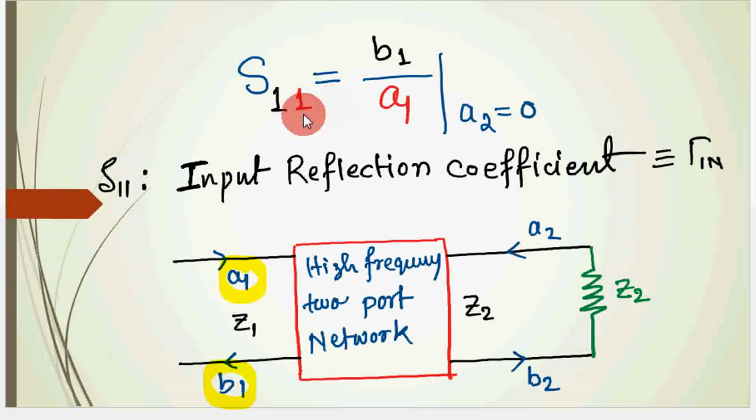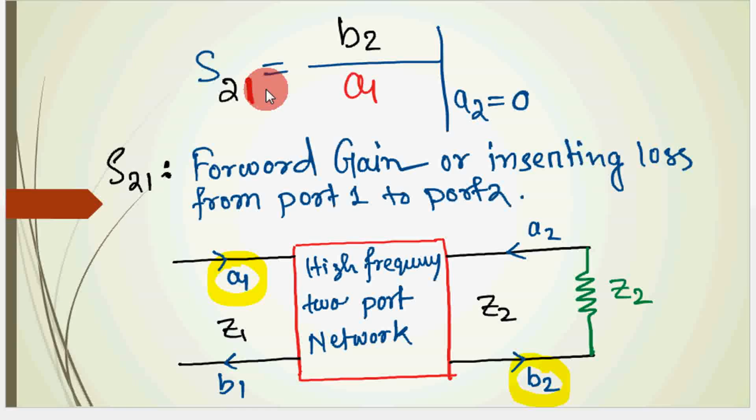Now S11 means the input reflection coefficient, that is gamma in. It is the ratio of the RMS value of the reflected voltage to the RMS value of the incident voltage, with the condition A2 is 0, meaning you have to terminate by Z2 over here. Now S21 is the forward gain or the insertion loss from port 1 to port 2. So B2 by A1 is the forward gain, with A2 is 0, by terminating this port by Z2.